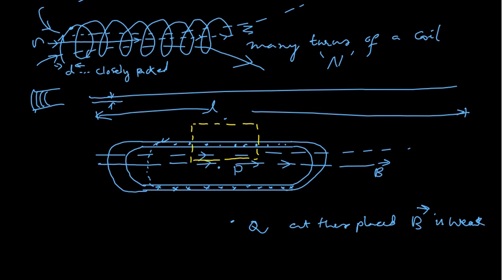This is A, B, C, D. So considering the Amperian loop, ABCD is the Amperian loop. Just like that Gaussian surface, this is imaginary. It doesn't exist like ABCD or whatever. Okay? We are assuming this shape for a good reason also.